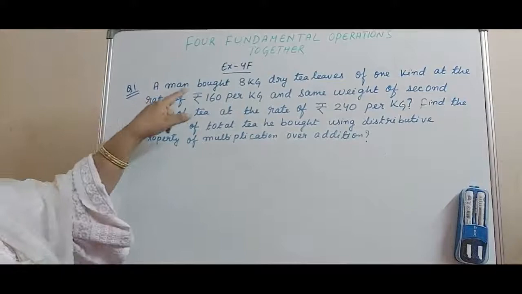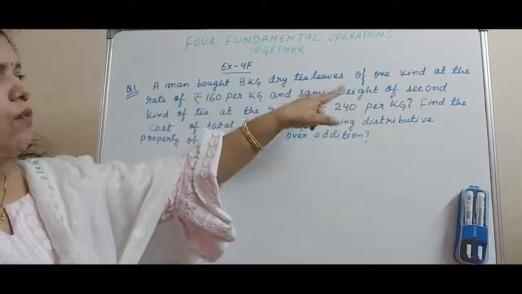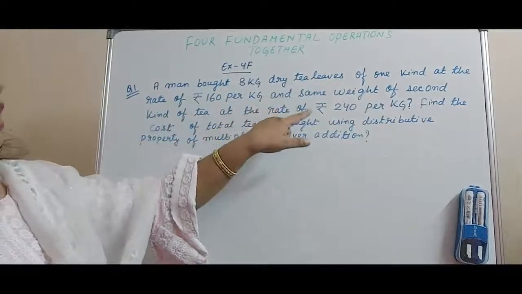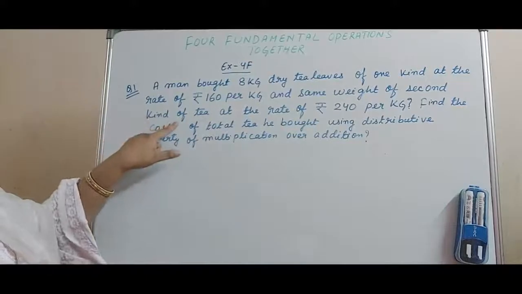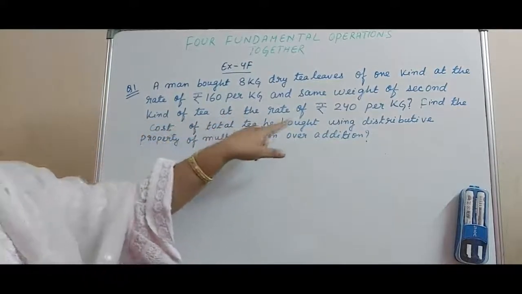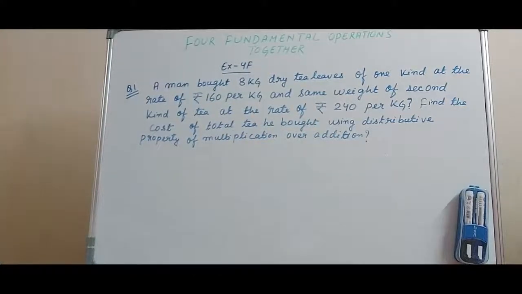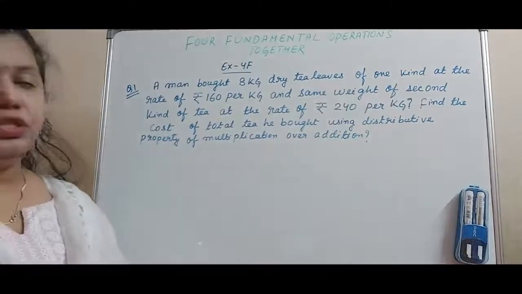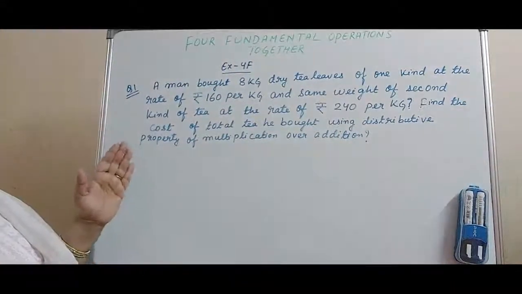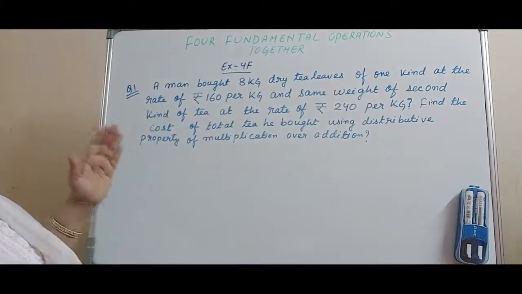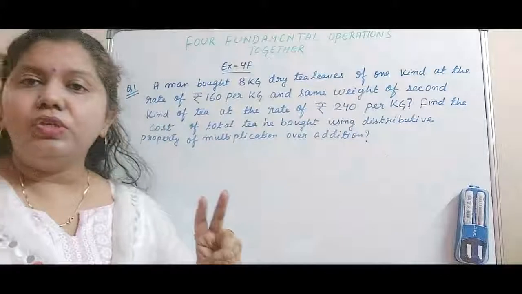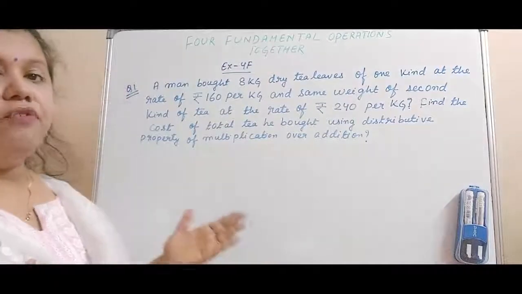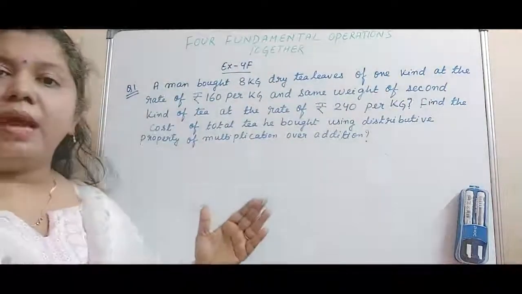It's written, a man bought 8 kg dry tea leaves of one kind at the rate of rupees 160 per kg and the same weight of second kind of tea at the rate of rupees 240 per kg. Find the cost of total tea he bought using distributive property of multiplication over addition. So first of all, we have to understand that in this question the man is buying two kinds of tea leaves and the rates of both are different, but the weight of both the tea leaves bought by the man is the same.